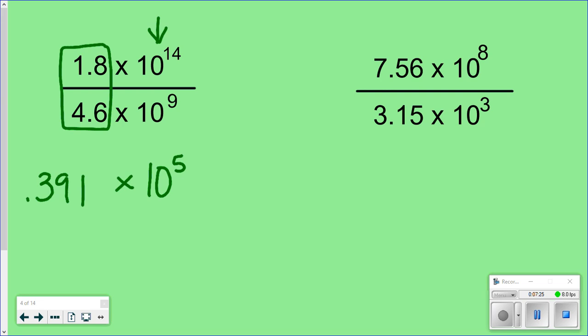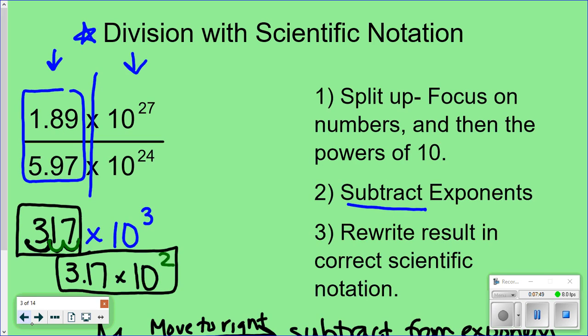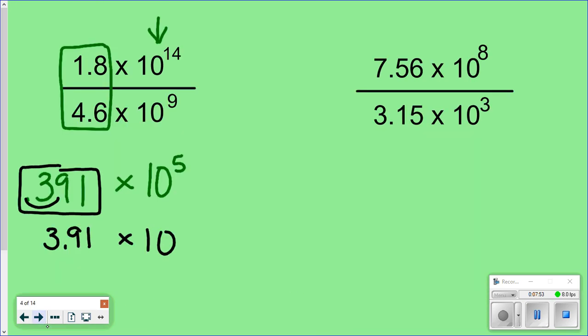All right, so here's the problem again. I cannot have this because this is not in the correct scientific notation. This has to be between 1 and 10. So to do that, I'm going to do 3.91. Now I moved it a space. Times 10, I moved it 1 to the right. So if I moved it 1 to the right, I'm going to subtract from my exponent. If you go back, if I move to the right, I'm going to subtract from my exponent. So I only moved 1 to the right, so now this is going to be 10 to the 4th power.